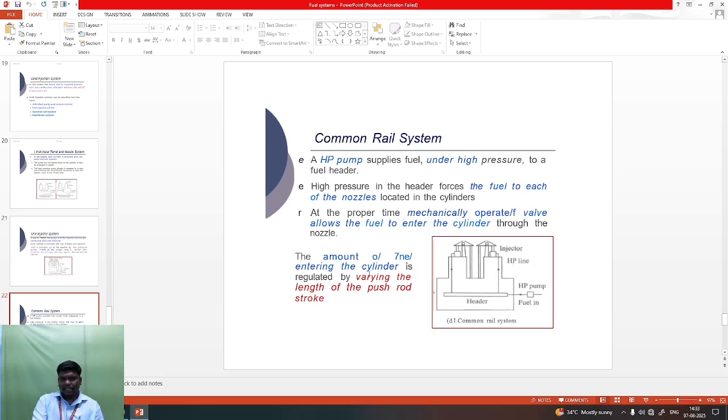So here the high pressure pump and the header force the fuel to each of the nozzles located in the system. The high pressure in the header forces the fuel from the high pressure pump to the nozzles wherever the cylinder is located. The fuel passes from the header to the cylinders. At the proper time, the mechanically operated valve allows the fuel to enter the cylinder through the nozzles.